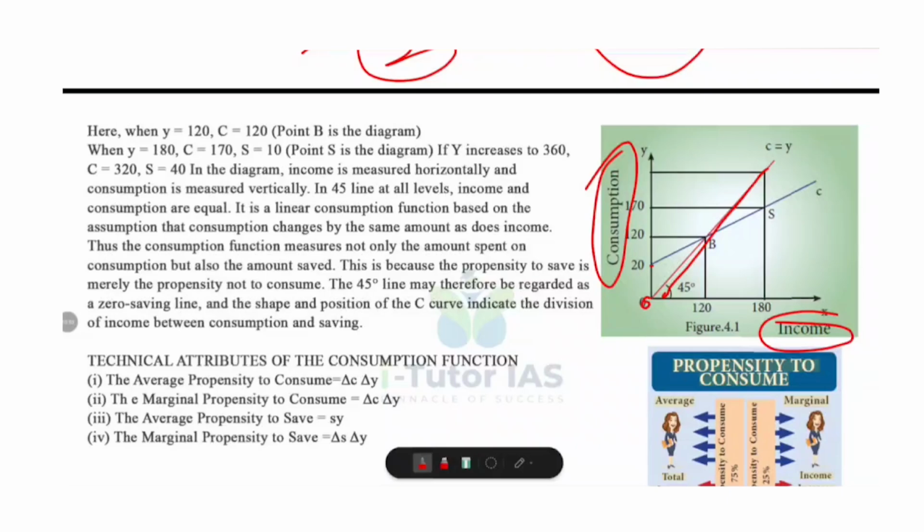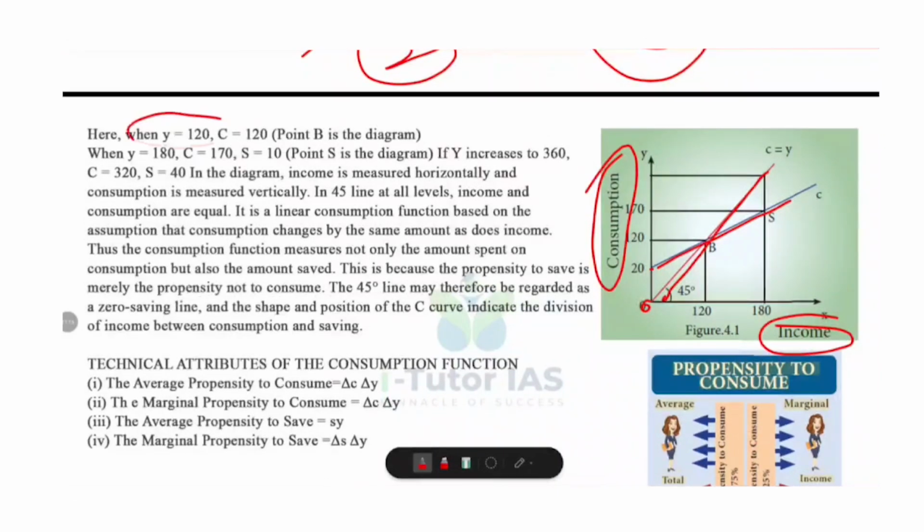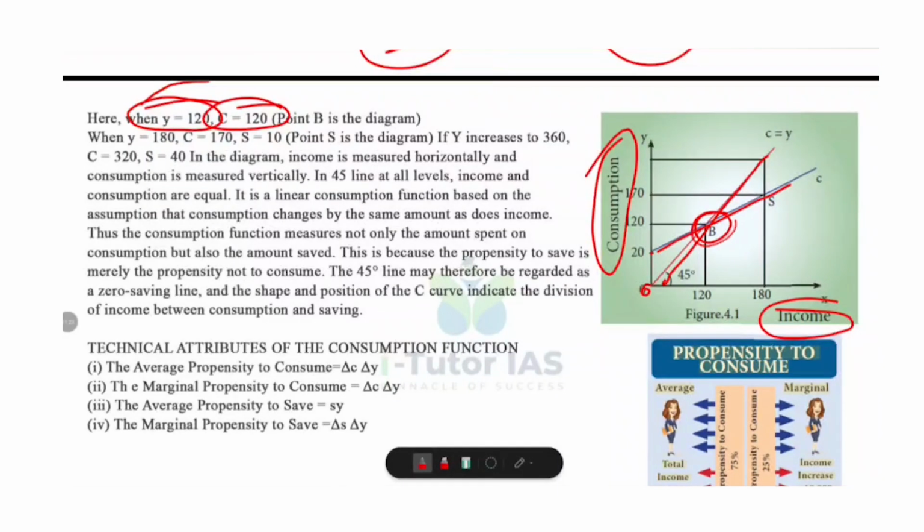Now the consumption curve starts above the origin, because even when income is 0, people still consume something. This is called autonomous consumption. So here, let's take an example. When Y, which means income, is equal to 120, C, which means consumption, is also 120. This is that point B. When Y is equal to 180, C is equal to 170, and S, which means savings, is equal to 10.